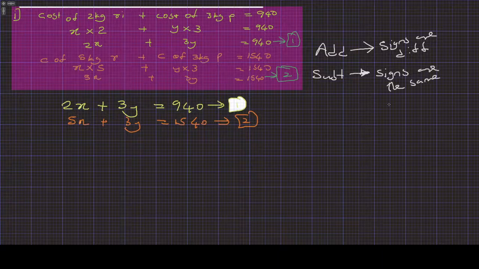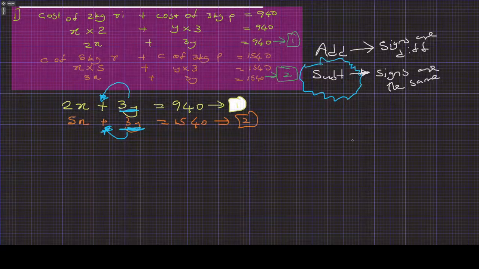We go to subtract. So let's see, in this case, what is the tool we have to use? Now look at the 3y's. This yellow color 3y sign is plus. And what is the orange color 3y sign? It is also plus. So they have the same sign, plus and plus. So when the signs are the same, what is the tool we have to use? We have to use subtraction.